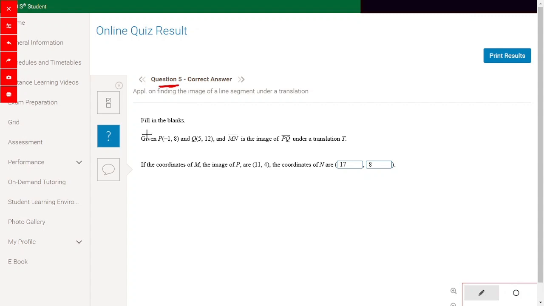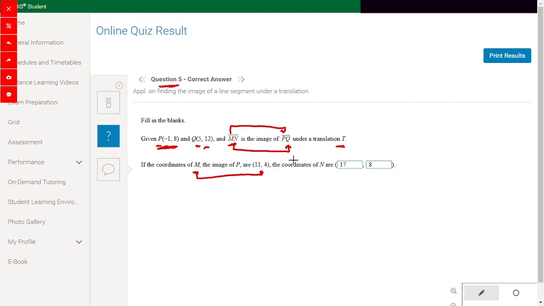Question number 5. Fill in the blank. Given P (-1, 8), these are the x and y coordinates, and Q is (5, 12), and MN is the image of PQ under translation T. So point M is the image of point P, and point N is the image of point Q. If the coordinates of M, the image of P, are (11, 4). So the point M is (11, 4).